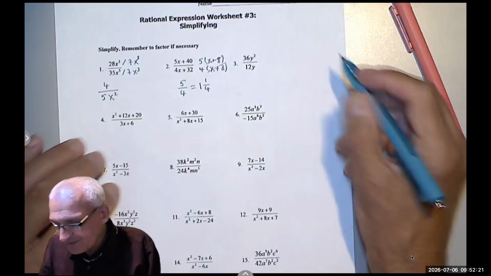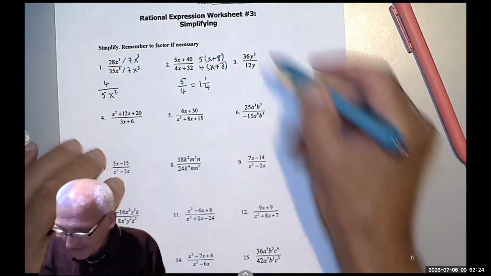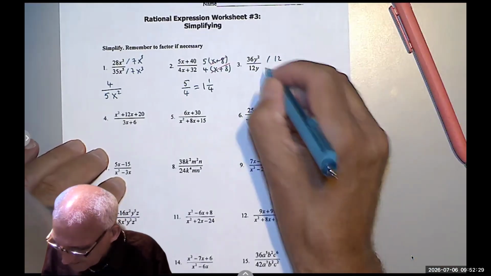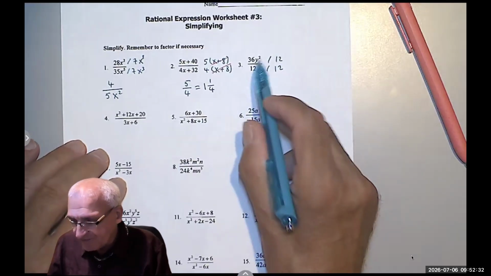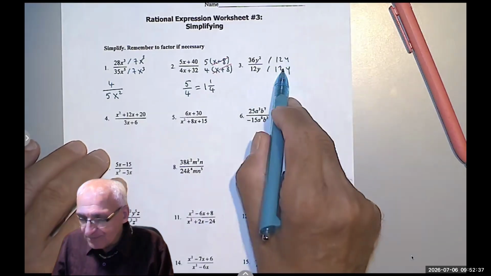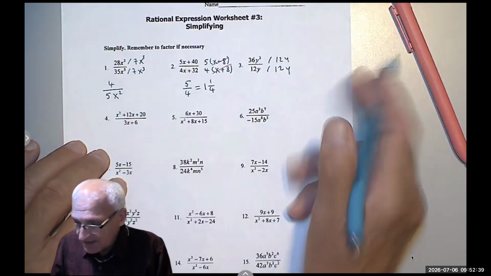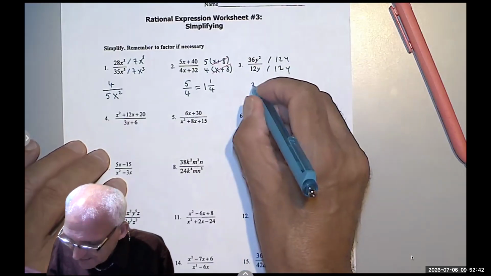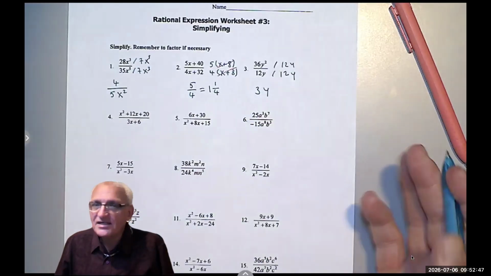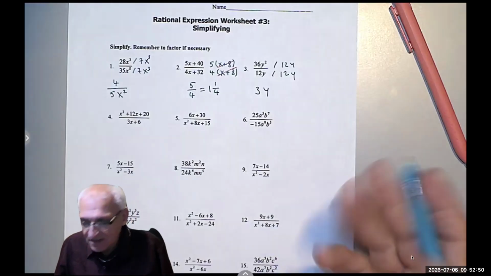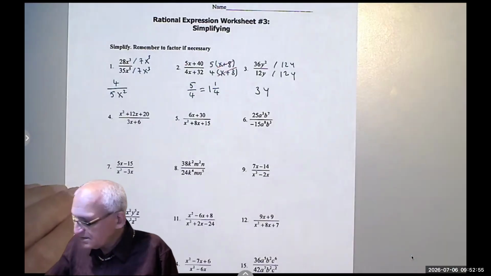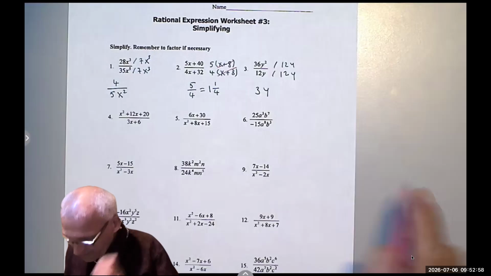Okay, when I move to number 3, it's like number 1. 36 and 12, in fact, both of them are divisible by 12. So I'm going to divide by 12. And then I look at the variable, it's y. I have y squared and y, so I divide by y top and bottom. The denominator would be 1, so I don't really need to write it. 36 divided by 12 is 3, and y squared divided by y is y. So I can say 3y over 1, but it's not necessary.